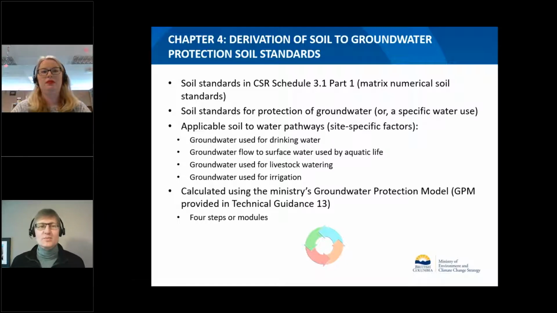These are based on the water uses that apply at a site and include the following: groundwater used for drinking water, groundwater flow to surface water used by aquatic life, groundwater used for livestock watering, and groundwater used for irrigation. Which water use applies at a site is determined using Protocol 21, Water Use Determination. The soil standards are calculated using the Ministry's Groundwater Protection Model, provided in Technical Guidance 13, titled Groundwater Protection Model. The model consists of 4 components or modules: leaching of substances from a source material, transport of the substance through the unsaturated or vadose zone, mixing of the substance with groundwater, and lastly, transport of the substance to a receptor.